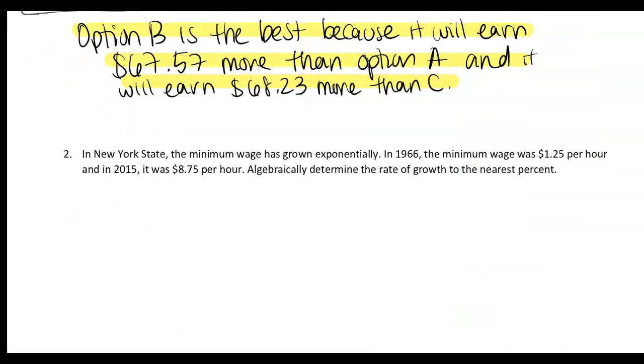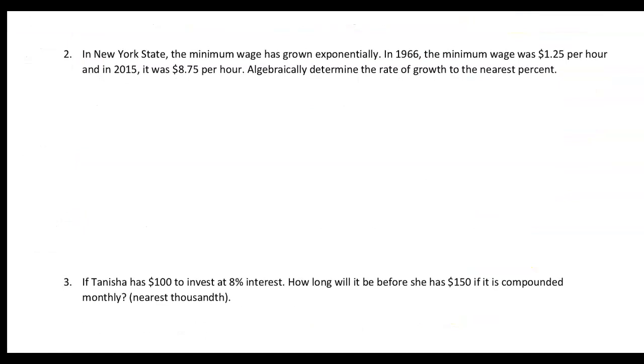All right, let's look at number 2. It says, in New York State, the minimum wage has grown exponentially. In 1966, the minimum wage is $1.25 per hour, and in 2015, it is $8.75 per hour. Algebraically, determine the rate of growth to the nearest percent, so the nearest whole percent when you see that. Okay, let's think about it. How am I going to find this? Okay, let me look at the options it gave me.